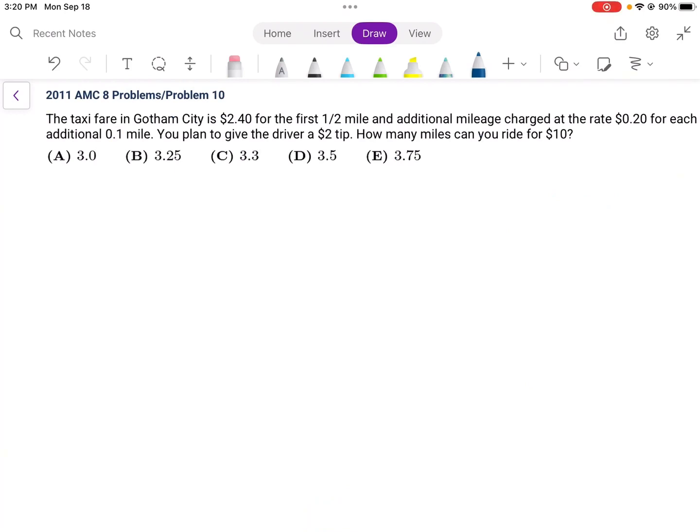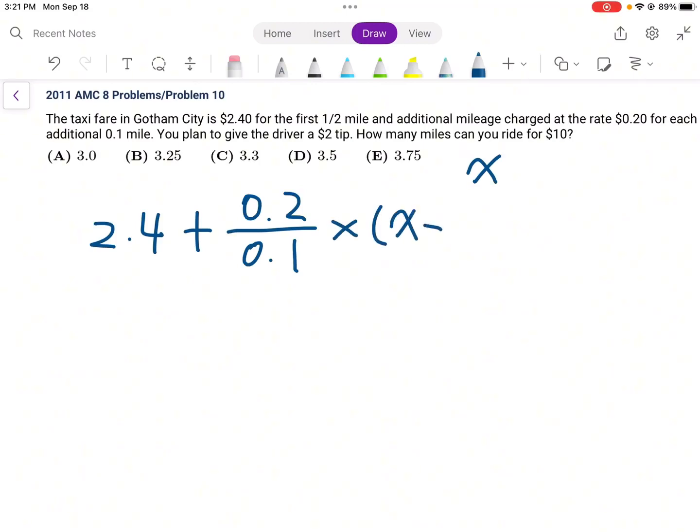Problem 10. Let's assume we can ride x miles, because the first half mile is $2.40 and then after that it's $0.20 for each 0.1 mile. So we use division to get the price and we multiply by x subtract the half mile, and then we add the $2 tip. That should sum up to be $10.